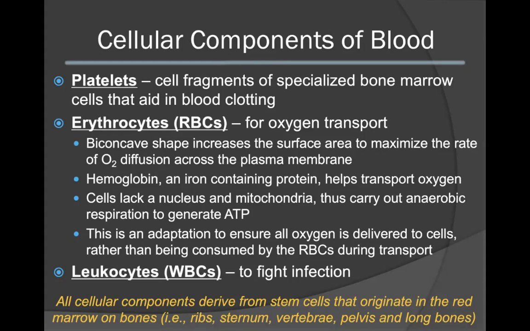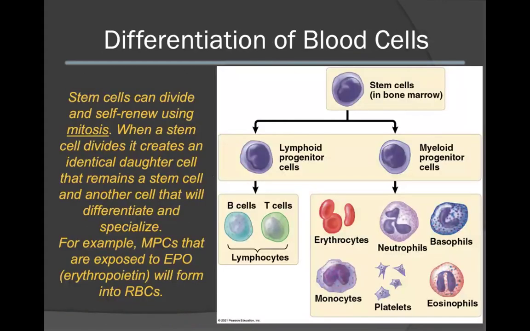Note that all these cellular components of blood derive from stem cells that originate in the red marrow on long bones, such as ribs, sternum, vertebrae, the pelvis, as well as long bones in the leg, as well as arm. Stem cells that are present in the bone marrow can self-renew simply by undergoing mitosis. When a stem cell divides, it will create an identical daughter cell that will remain a stem cell. It will also create another cell that is allowed to differentiate and specialize into any of the different cellular components.